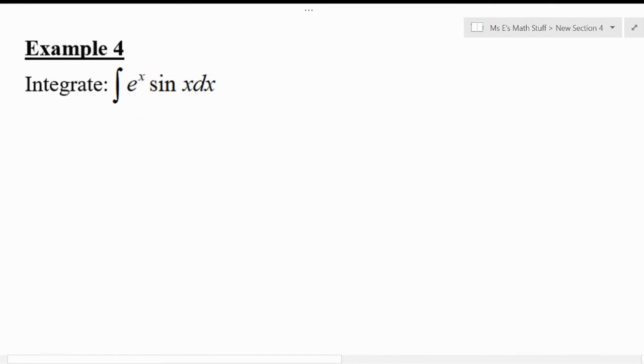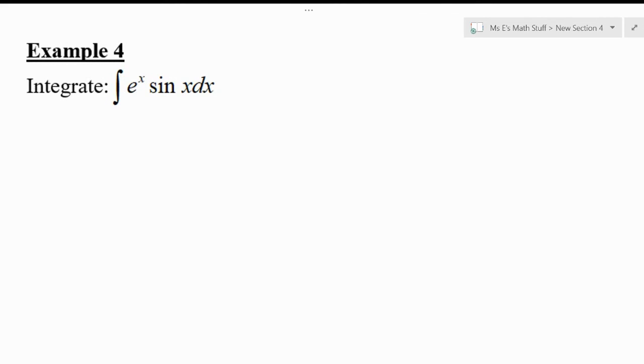All right, moving on to example 4, integrate e to the x times sine of x dx. So hopefully example 3 made sense, because example 4 is similar. See how it goes. Good luck.